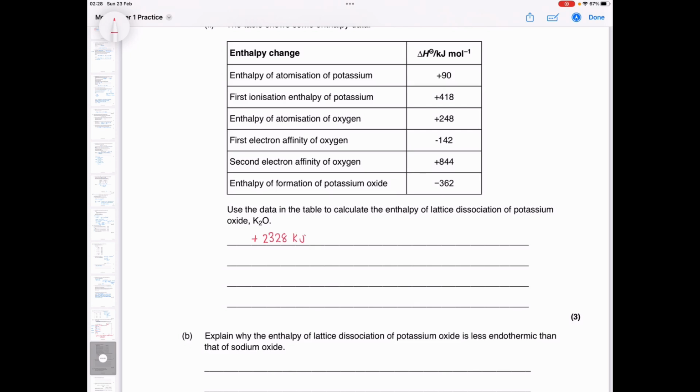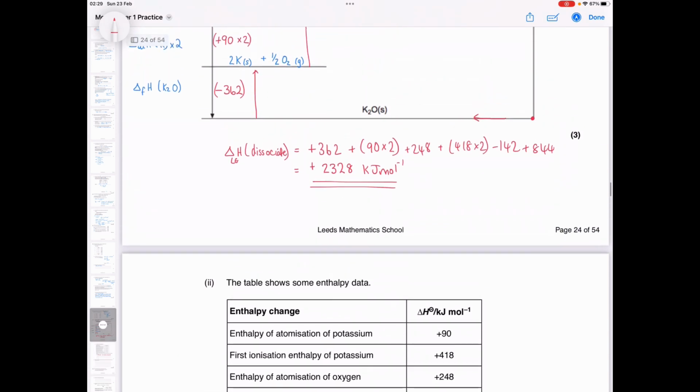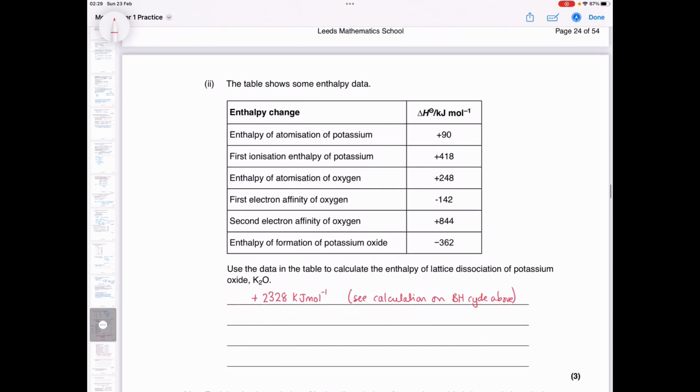Plus 2328 kilojoules per mole. See calculation on BH cycle above, just for the avoidance of doubt. I don't want to have to write out the calculation again below there, so that's the calculation on the Born-Haber cycle. It's the one we've used.